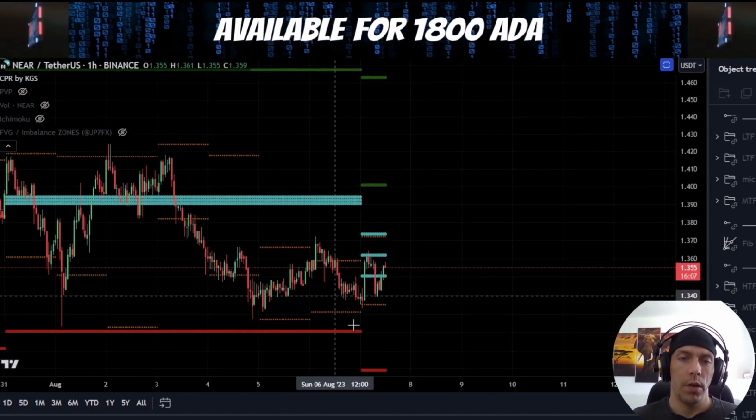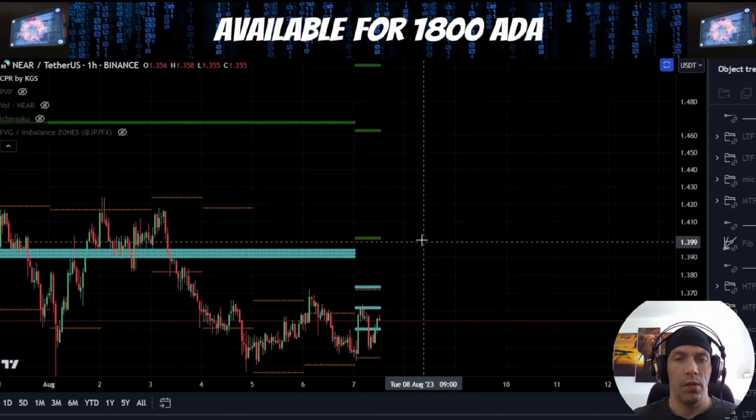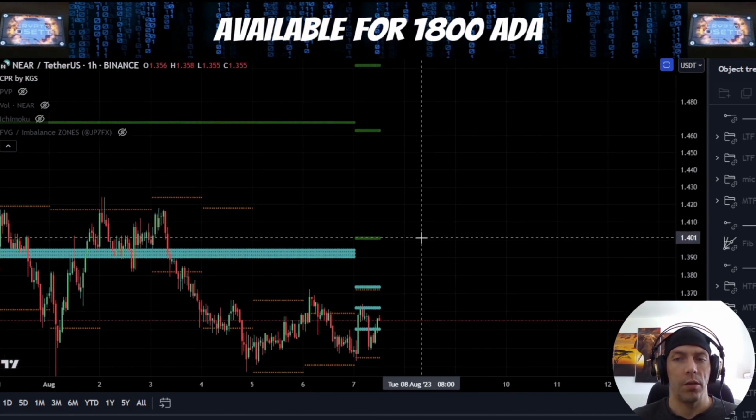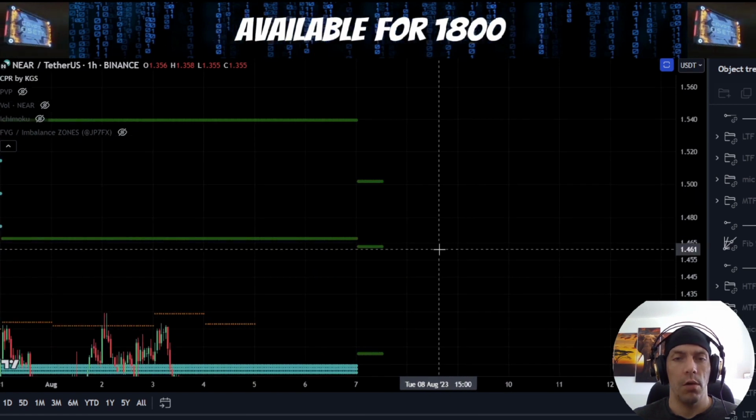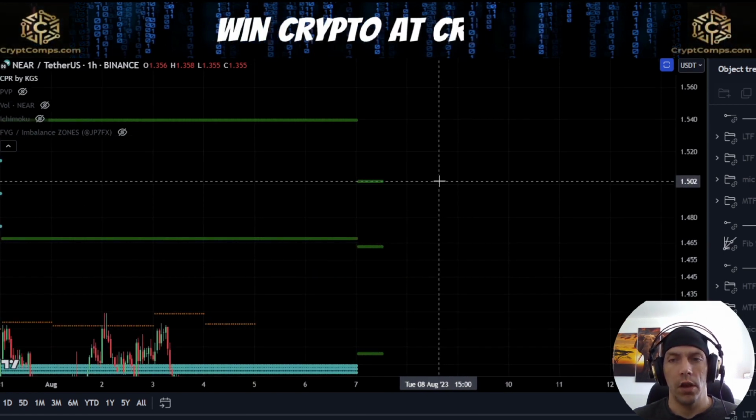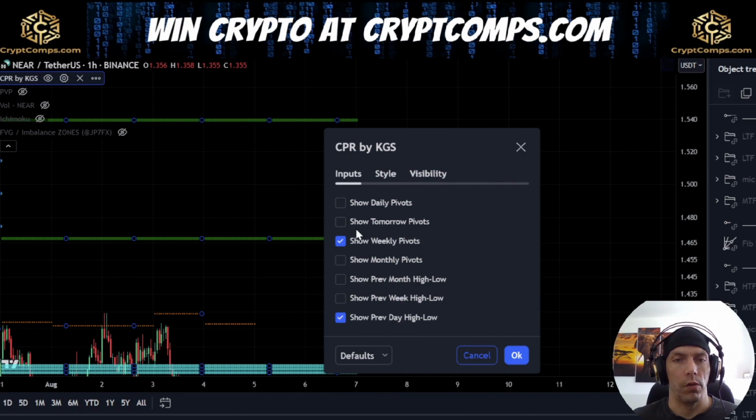If, however, we do find support above these central lines, then this week we have potential to come back and test this $1.40 area. We have this 1.46 as a target and this $1.50 as potential targets to the upside.